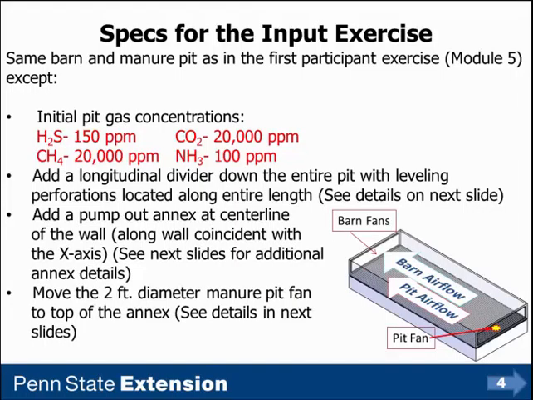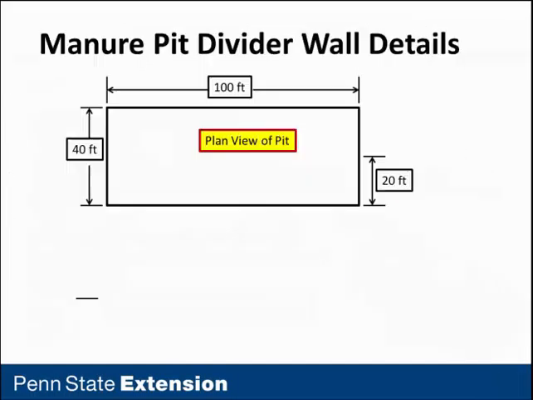And then we're also going to move the pit ventilation fan, a 2-foot pit ventilation fan, to the top of that annex, that pump out annex. And we'll show the details of that location in one of the next few slides. So we'll look at the manure pit divider wall detail first.